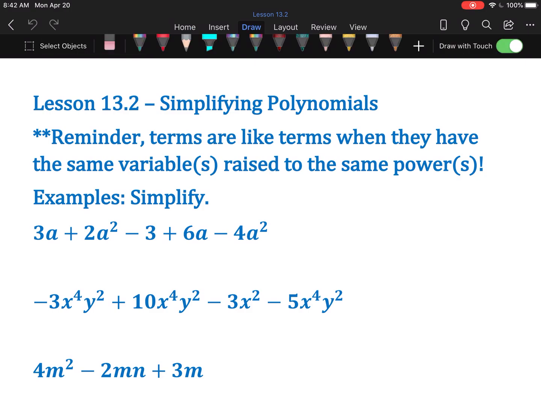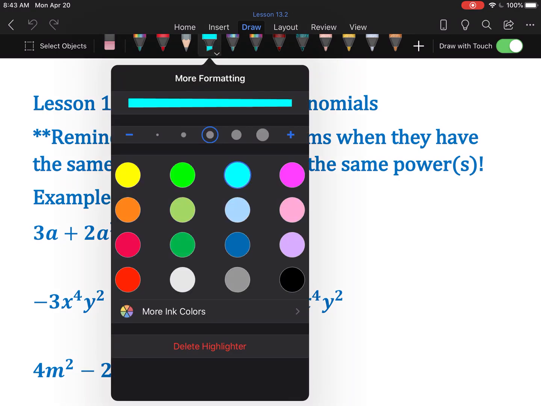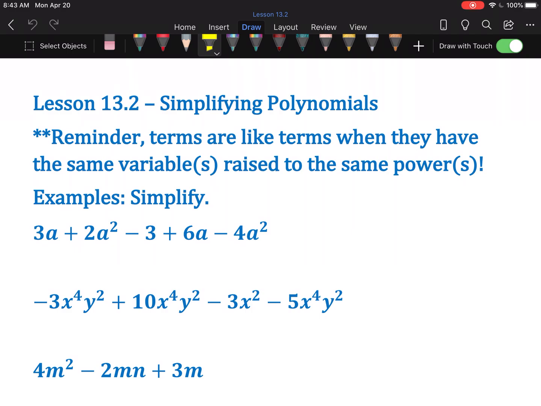So, first example here, we have 3a plus 2a squared minus 3 plus 6a minus 4a squared. As a general rule, we try to work from the biggest exponent down. So the biggest exponent in this problem is 2, and that is on this plus 2a squared and this minus 4a squared. So those are like terms. I can combine them. I have positive 2 of them early in the problem, and at the end of the problem I have minus 4 of them. That means grand total I have negative 2 of them. I have negative 2 a squareds. Okay, that's because I have positive 2 and minus 4 later.